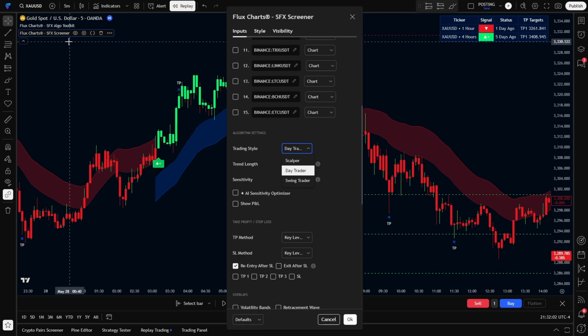However, if you're using like the 1 minute, 2 minute, 3 minute, you might want to use scalper. And if you're using like the 15 minute to 1 hour time frames, then you might want to use swing trader. It all depends on your style of trading and what you plan on doing. But since I'm on the 5-minute time frame, I will use day trader. And since I don't want to manually adjust the sensitivity for these signals, I will just enable the AI sensitivity optimizer. Obviously, if you guys want to manually adjust this, you can, but to keep things simple in this video, I'll just be using the AI sensitivity optimizer.